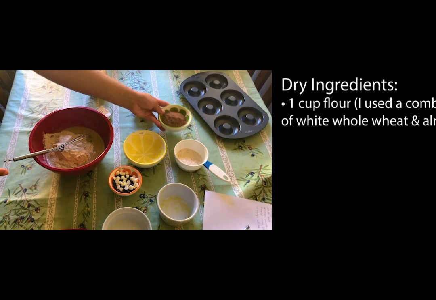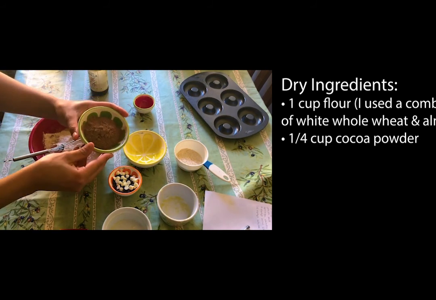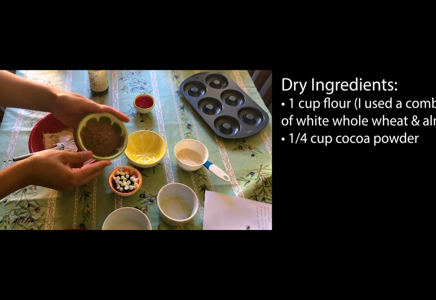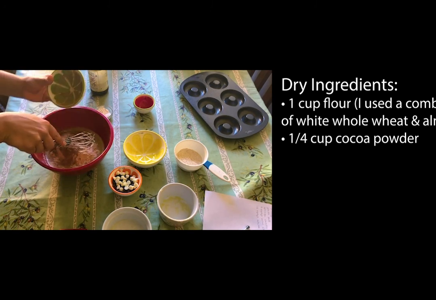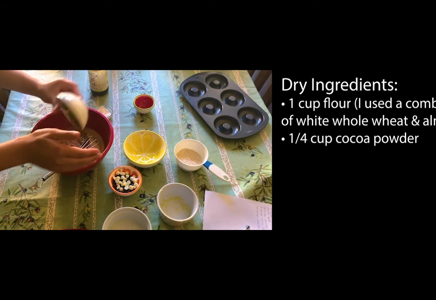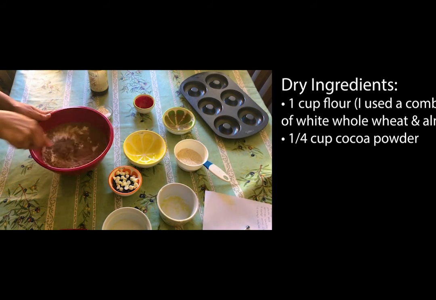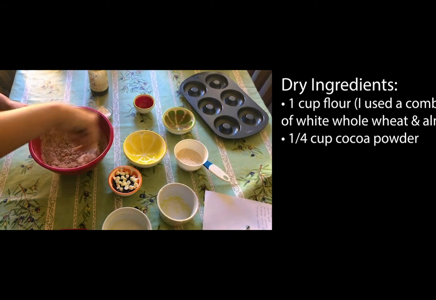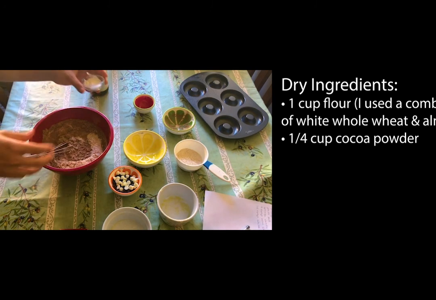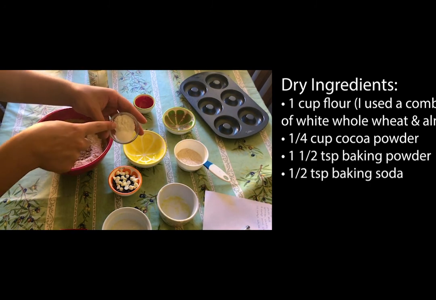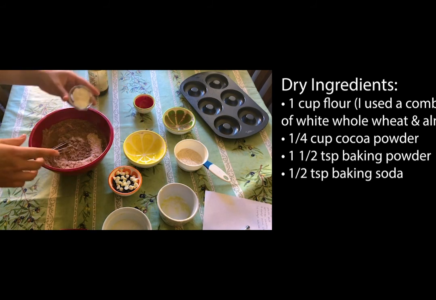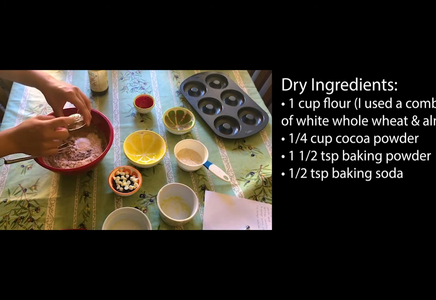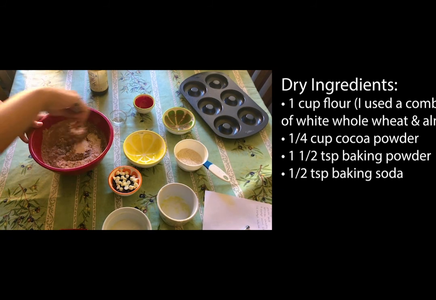And then I'm also going to add 1/4 cup of cocoa powder. That's what's going to make our donuts nice and chocolatey, because we're doing a cookies and cream donut, so we want that chocolatiness. Ooh, almost forgot. I have here 1/2 teaspoon of baking powder and 1/2 teaspoon of baking soda. This is going to help our donuts rise so that they're nice and fluffy.